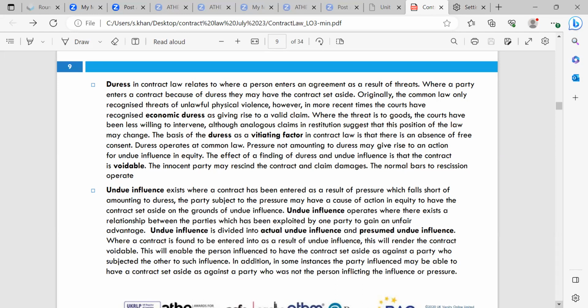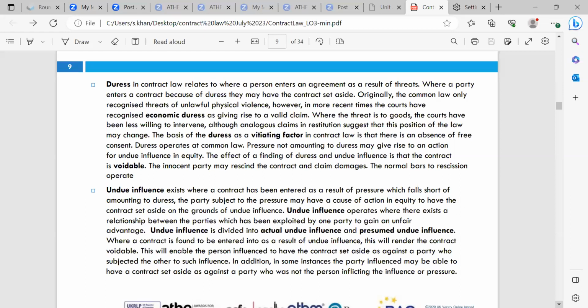Although claims in restitution suggest that this position of the law may change, the basis of duress as a vitiating factor in contract law is that there's an absence of free consent. So they are getting into the contract due to duress. Duress operates at common law. Pressure not amounting to duress may give rise to an action for undue influence in equity. The effect of finding duress and undue influence is that the contract is voidable. The innocent party may rescind the contract and claim damages. The normal bars to rescission operate.